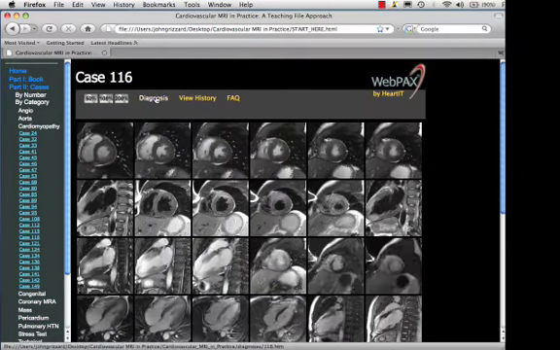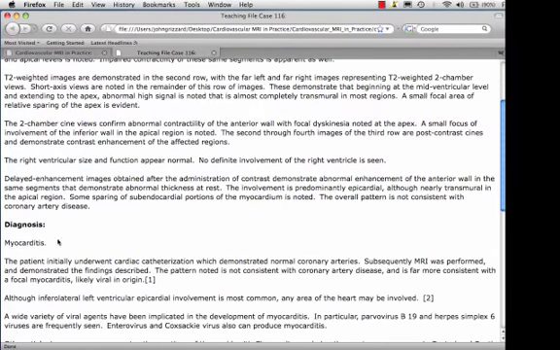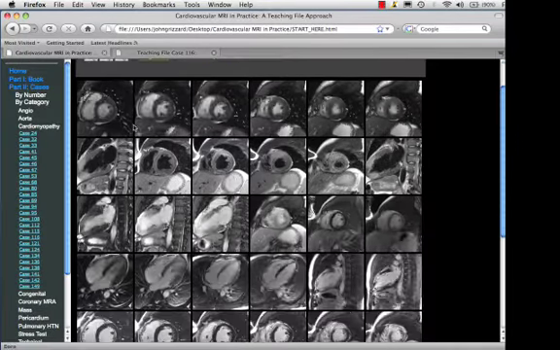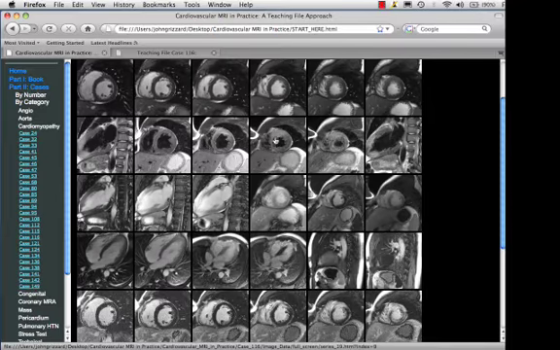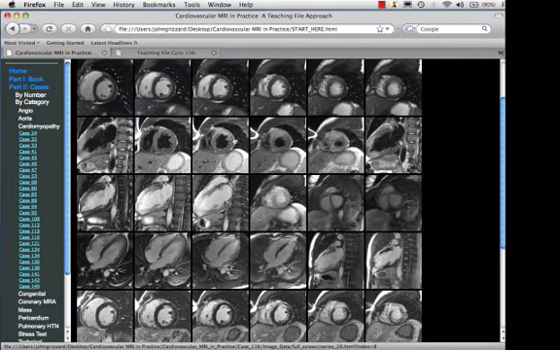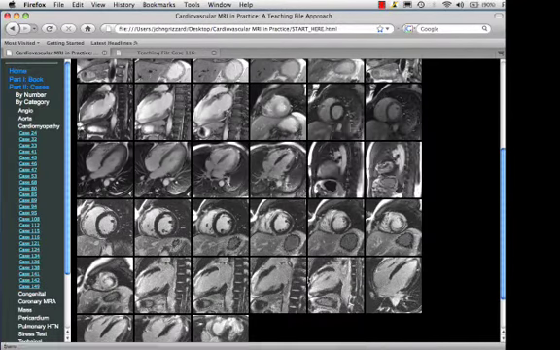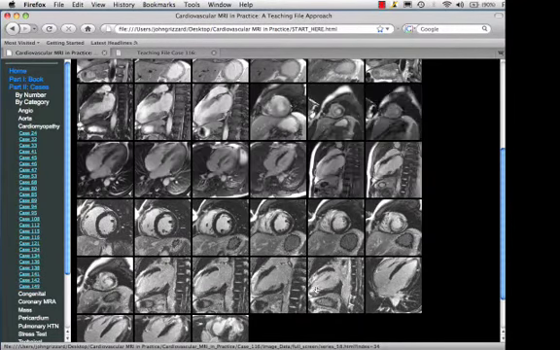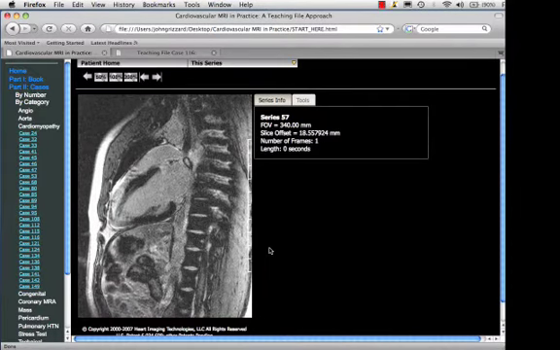One can then go and reveal the diagnosis, which is that this patient has myocarditis. He had undergone a cardiac catheterization which demonstrated normal coronary arteries, and the myocarditis explains the abnormal high signal in the T2 weighted images, as well as the abnormal contrast enhancement of the anterior wall as seen on the two-chamber views, which were noted to spare the subendocardium.